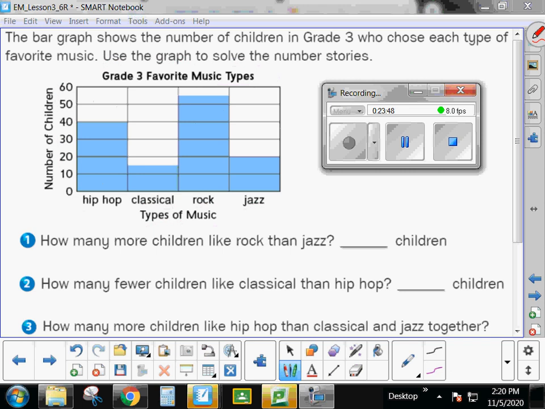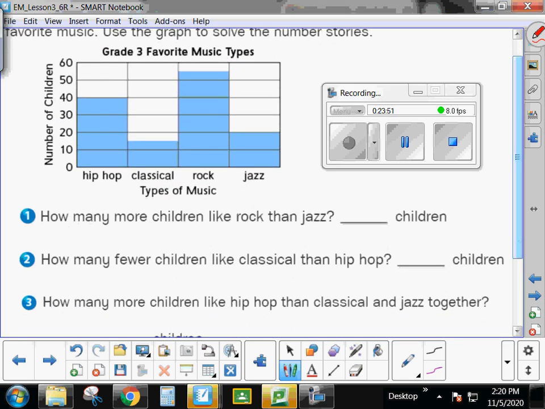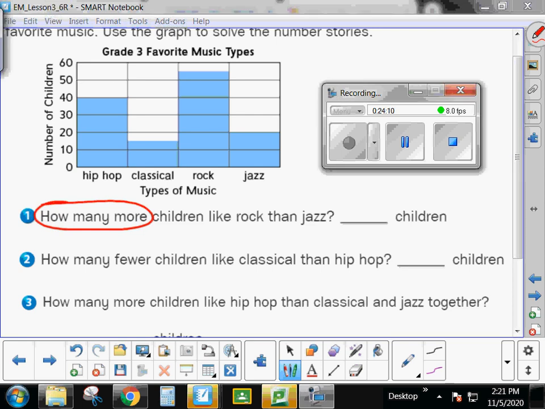All right, so now looking at my question, it says, how many more children like rock than jazz? Now, guys, we have been talking about this. When you hear it say, how many more, I know I'm going to need to do what? I'm going to need to subtract. So how many more, how many less, how many fewer, how many greater? Those are all comparison questions. We're comparing things. If I'm comparing things, I'm finding the difference. And in math, when I'm finding the difference, I am subtracting.